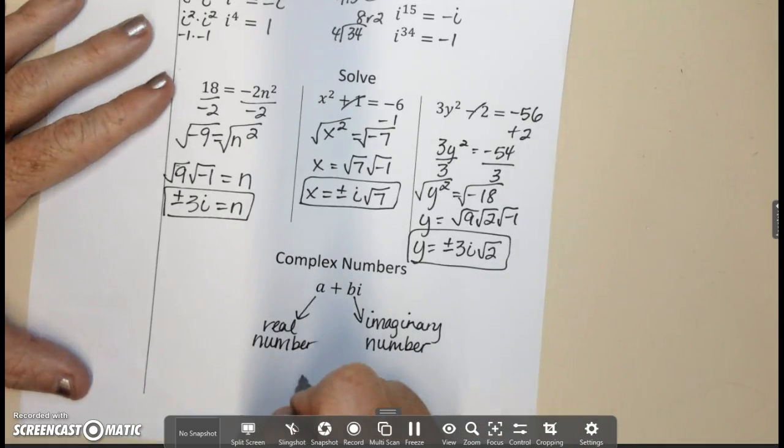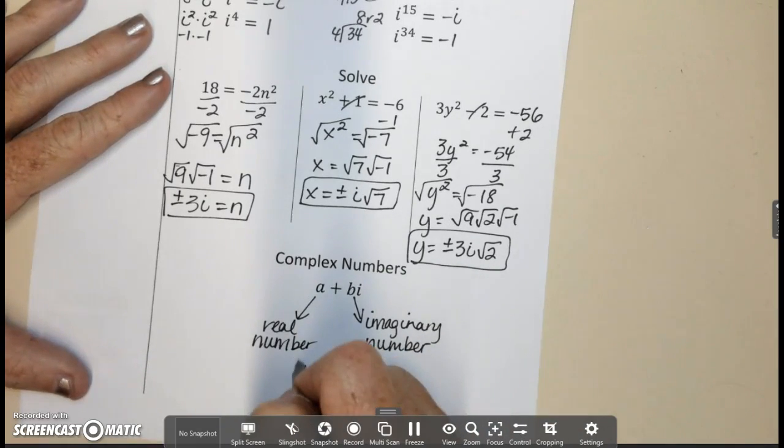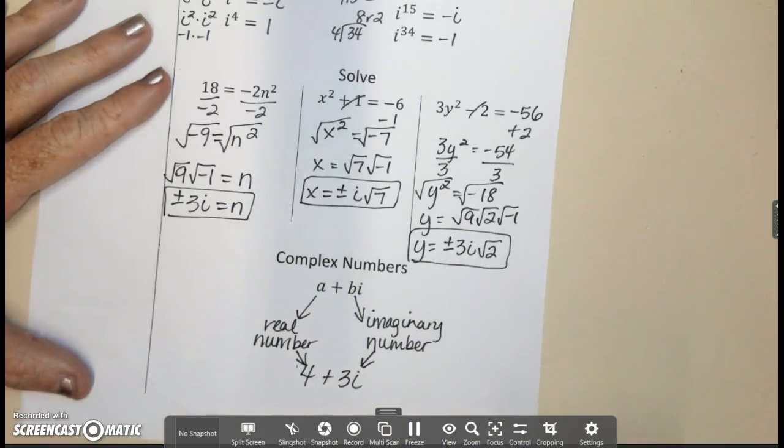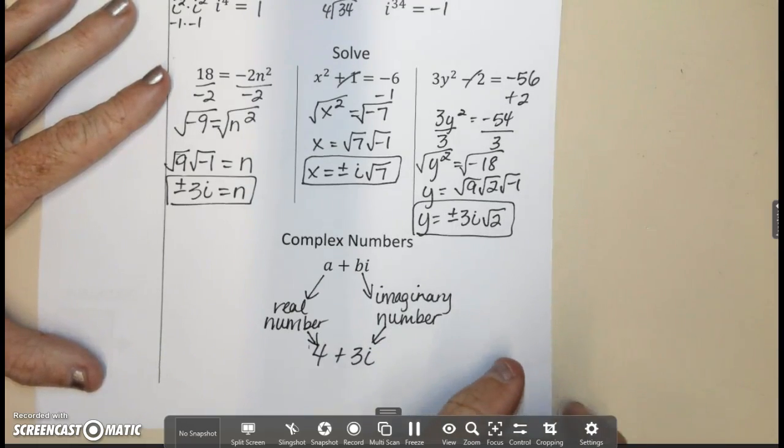So for example, if we had the number 4 plus 3i, or the expression, 4 would be your real number, and 3i would be the imaginary number. You know it's imaginary because it always has the i attached to it. So now let's graph.